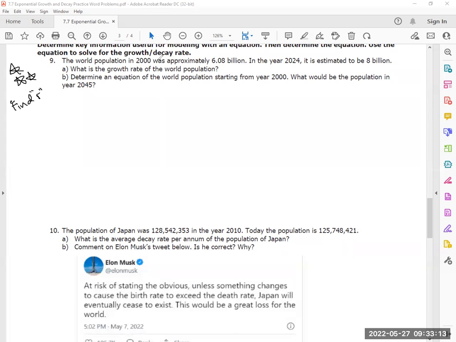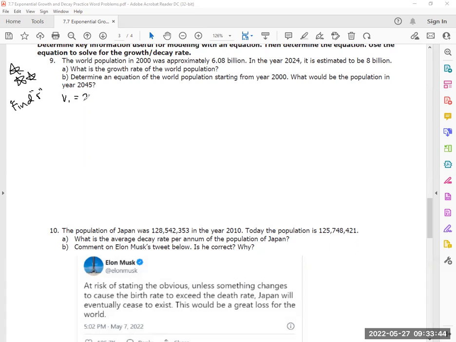The world population in 2000 was approximately 6.08 billion. In the year 2024, it's estimated to be 8 billion. So right now, it's basically like 7.9 billion. We're going to determine an equation and then identify what the growth rate is based on that, and figure out what the population in 2045 might be. Here we go.